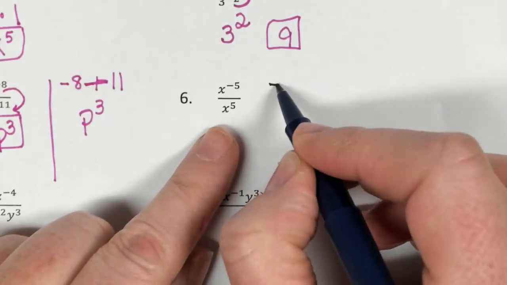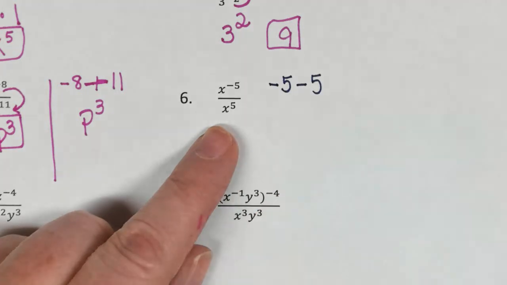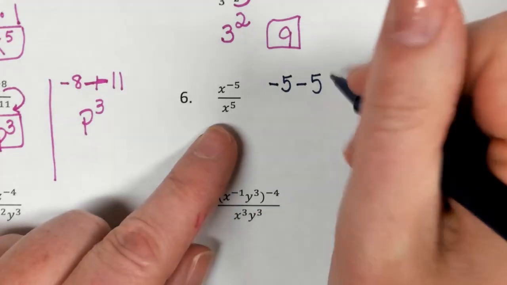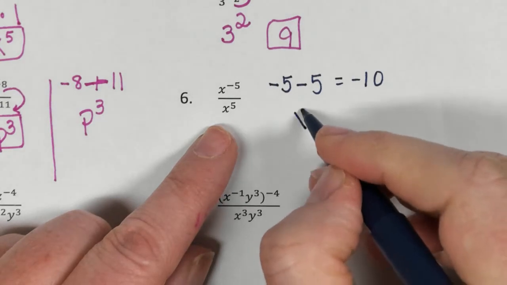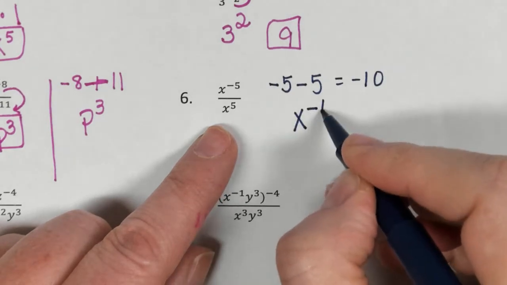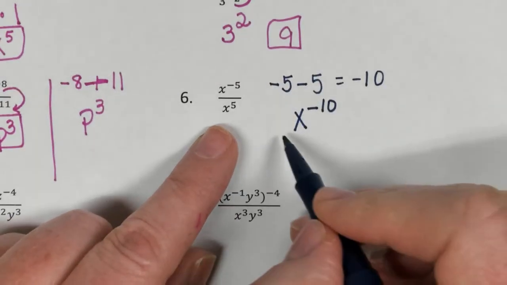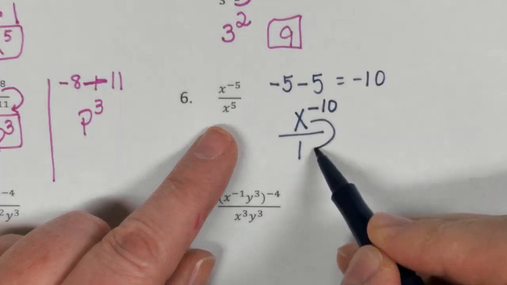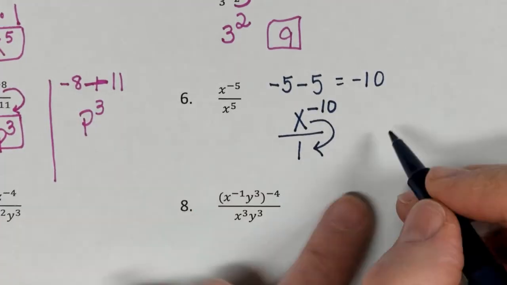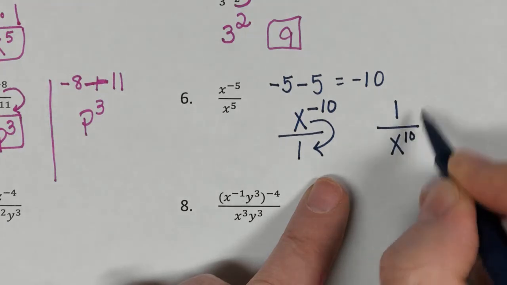And I'm just going to say negative 5 minus 5. I said negative 5 first. That gives me negative 10. So that means in my numerator, I have x to the negative 10. Now we know we can't have a negative exponent, so I'm going to make this a fraction, and I'm going to move that base to the denominator. So this would be 1 over x to the 10.